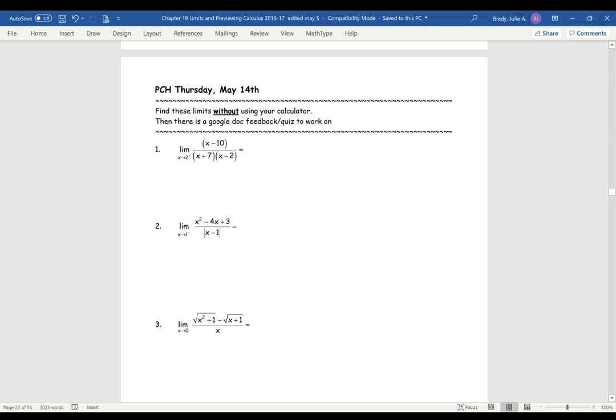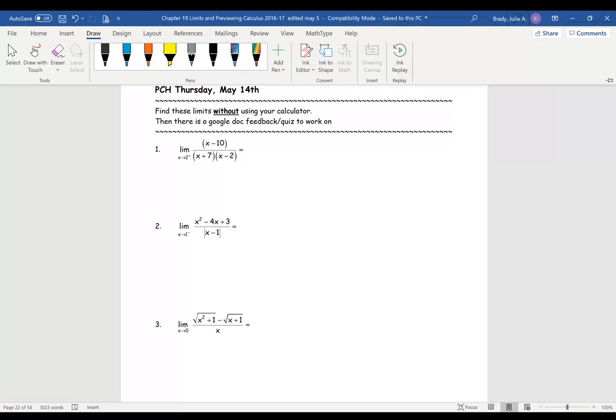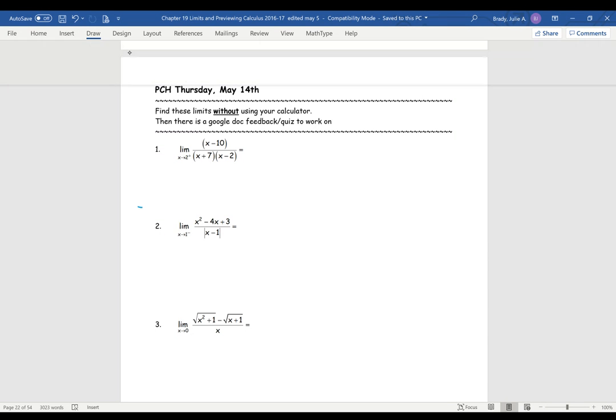Okay, so let's look at these 3 quick ones. Okay, so let's look at the first one. Oh, you're like, oh, rational function. Yay, you already factored it for me, Miss Brady. Okay, we're going at 2 from the plus. I can't reduce it at all.